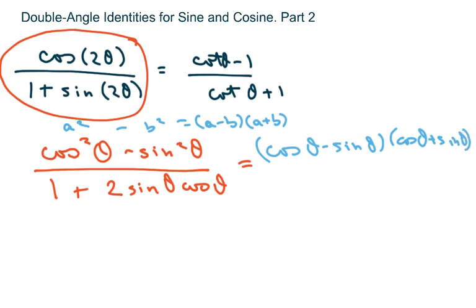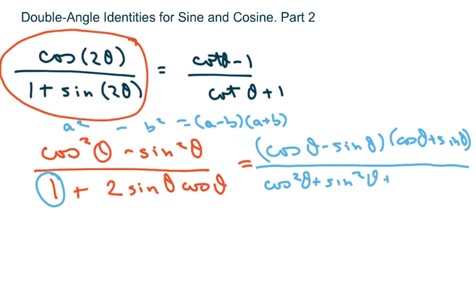And for the denominator, I'm going to write this as a little trick. I'm going to write this 1 as cosine squared plus sine squared, because remember, cosine squared plus sine squared equals 1. Then you're going to just attach it here.